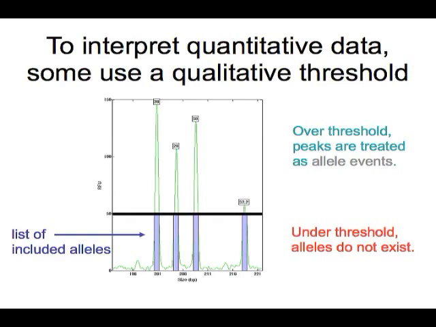Over the threshold, the peaks are treated as allele events. So we would see alleles at 28, 29, 30, and 32.2. However, under threshold, we imagine that those alleles do not exist. And so we end up with a list of the included alleles that represent peak events over threshold. These are all or none events. There's no peak magnitude left anymore. Either they're present or they're absent.